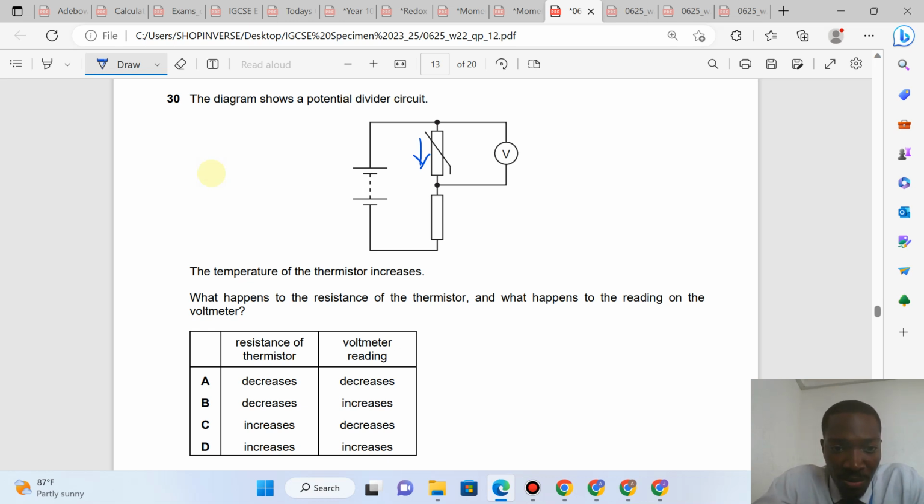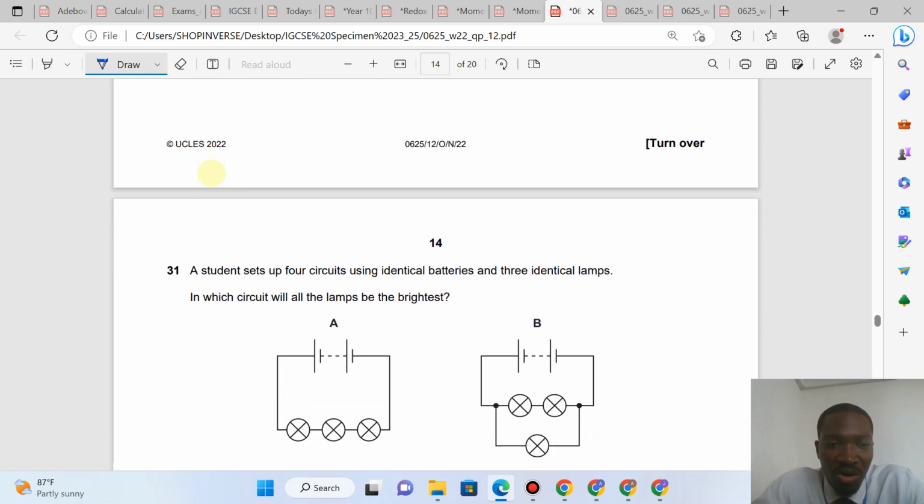What happens to the resistance of the thermistor, and what happens to the reading on the voltmeter? Once resistance of the thermistor reduces, then the voltage that the voltmeter will read will reduce. Why? Because the voltage that it will read is equal to IR. So if R is reducing, automatically it means the voltage will also be reducing. So both of them will decrease. That makes option A the correct answer to the question.